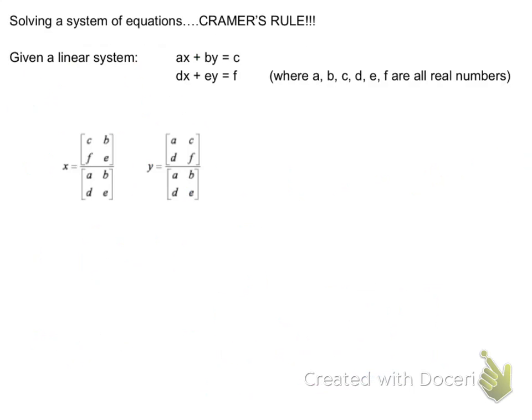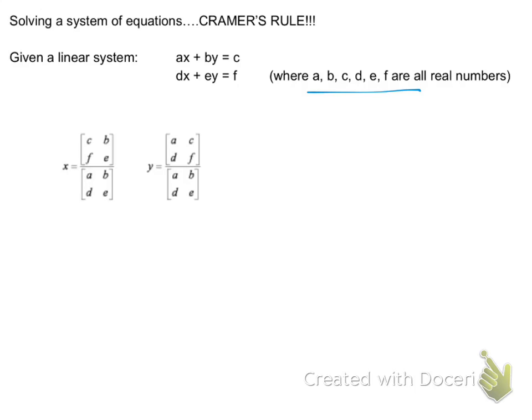And so the second reason we would use the determinants is to use Cramer's rule, and this is to solve a linear system. So if we're given a linear system, ax plus by equals c, and dx plus ey equals f, keeping in mind that a, b, c, d, e, and f are real numbers, we're going to set up to find our x coordinate, or the value of x where these two lines intersect. We're going to set up a numerator and a denominator matrix.